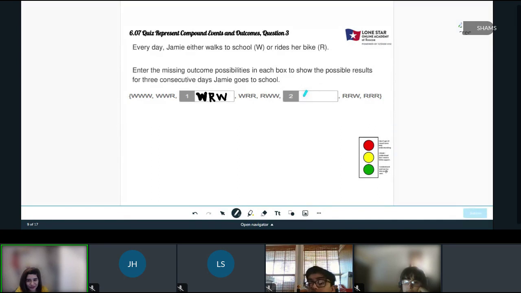So far, Joycelyn is heading in the right direction. She says R, W, R. You are right. This combination of the letters for walking to school and riding by bike were missing. All other combinations are there. WWW, WWR, WRW was missing. WRR, RWW, RWR, RRW, RRR. This completes them. You guys are so smart, right?